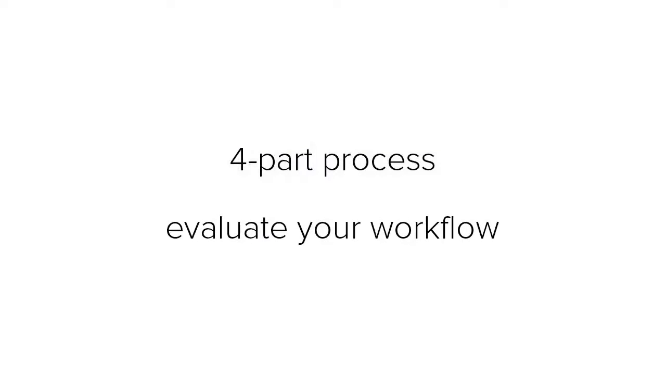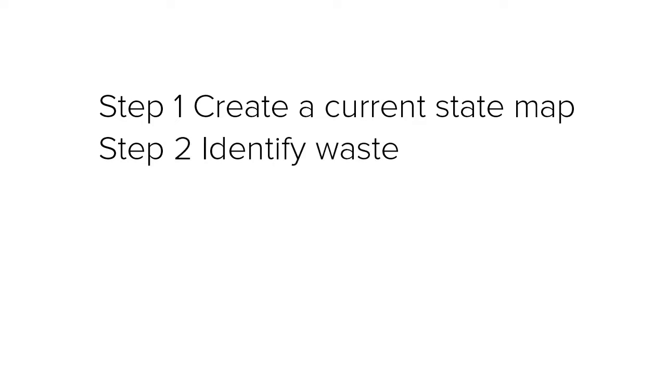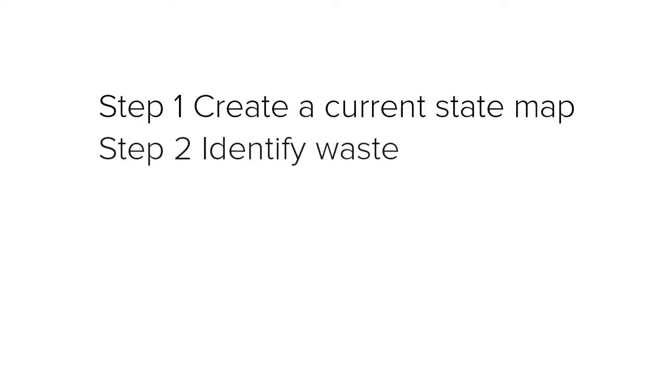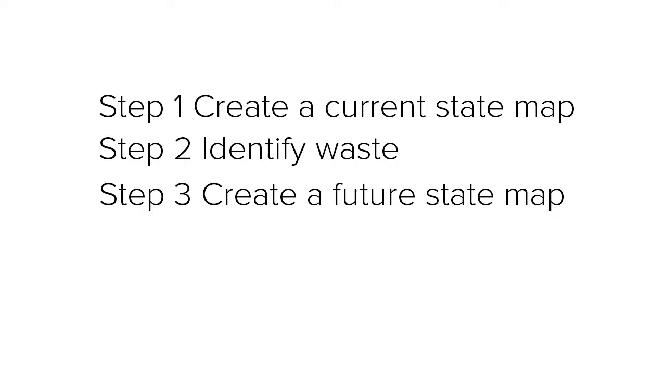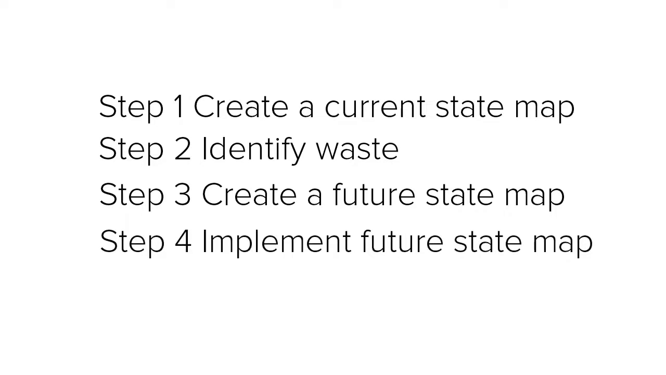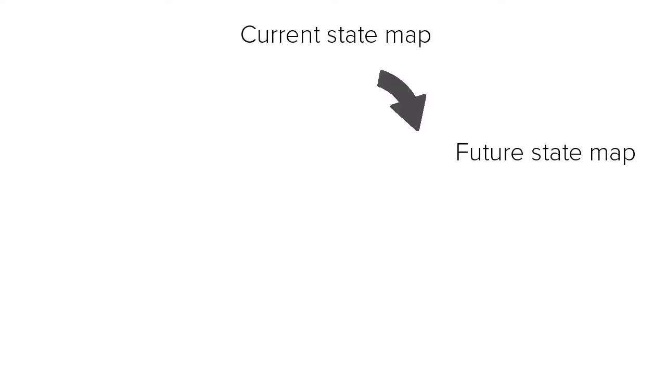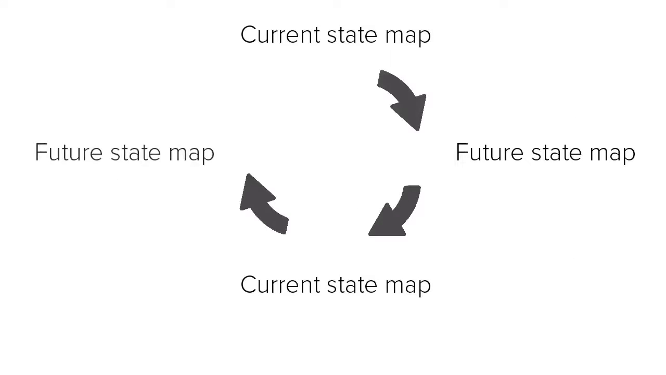You can follow a four-part process to evaluate your workflow with a value stream map. First, you create a current state map of your process as it is today. This helps you to identify, reduce, or eliminate any of these seven wastes. Addressing the waste in your process helps you create an improved future state map. Finally, as you implement your future state map, it becomes your current state map, and the process starts all over again as you cycle through your continuous improvement efforts.